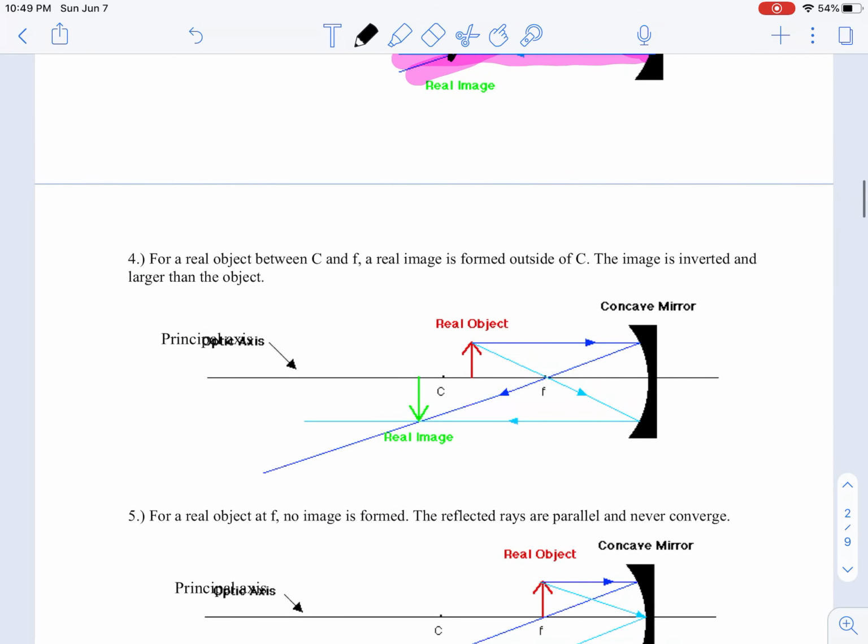Okay, number 4. Now we've got an object that's between the center of curvature and the focus. Once again, we can use the first two rays, really nice and easy. So parallel focus, focus parallel. And where did those lines intersect? Right here. So we reflected the tip of this arrow, and that's where the tip's going to be. You draw the tip in, draw to the principal axis, and again, you evaluate what you have.